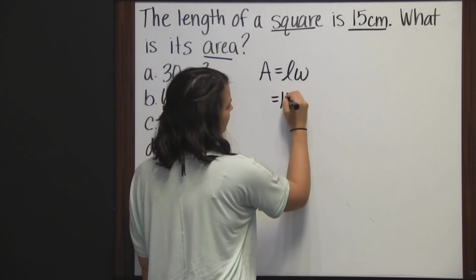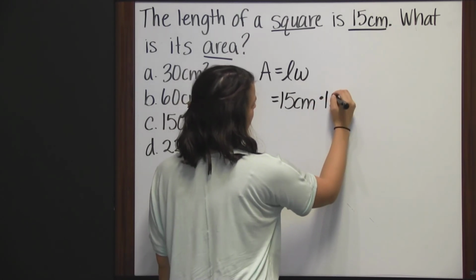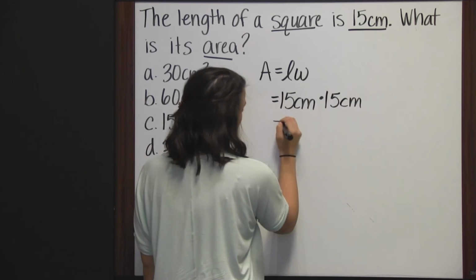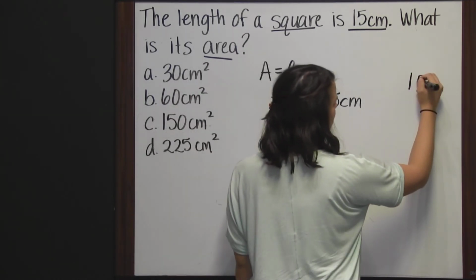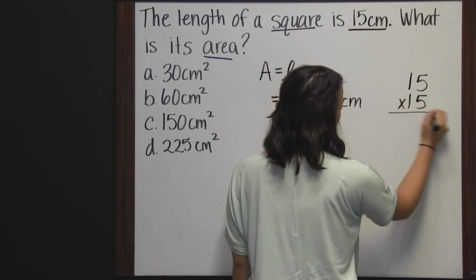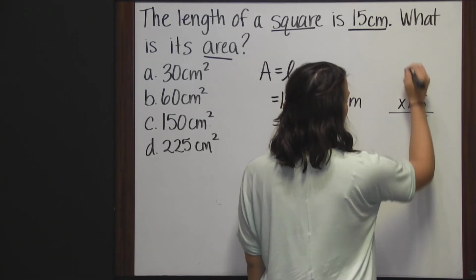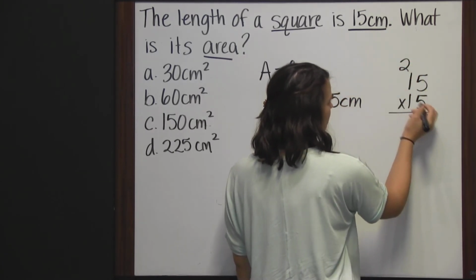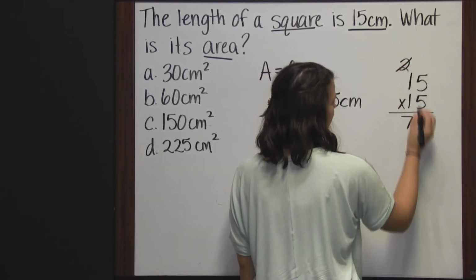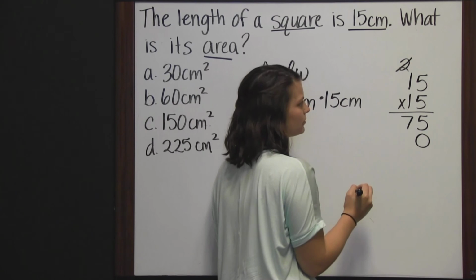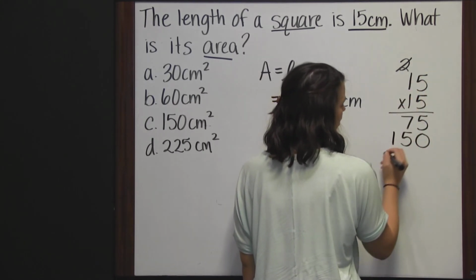So we substitute 15 centimeters for the length and 15 centimeters for the width. So 15 times 15, can multiply that out over here. 5 times 5 is 25. Write the 5, carry the 2. 5 times 1 is 5, plus 2 is 7. Put your 0 placeholder. 1 times 5 is 5, and 1 times 1 is 1.